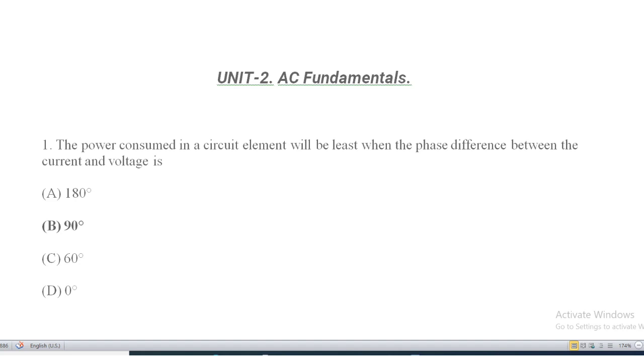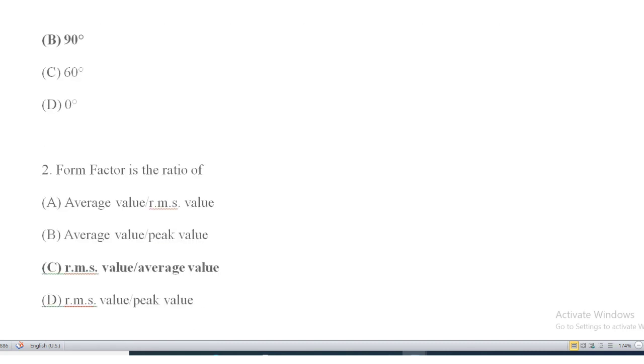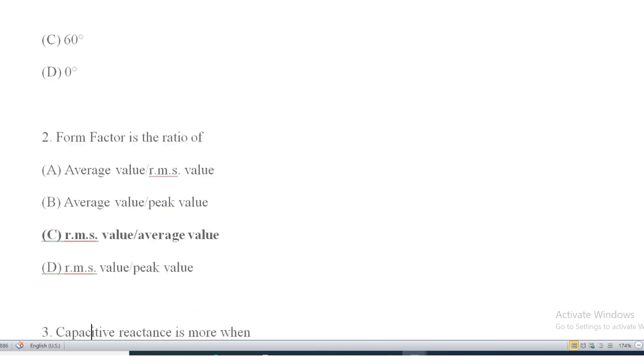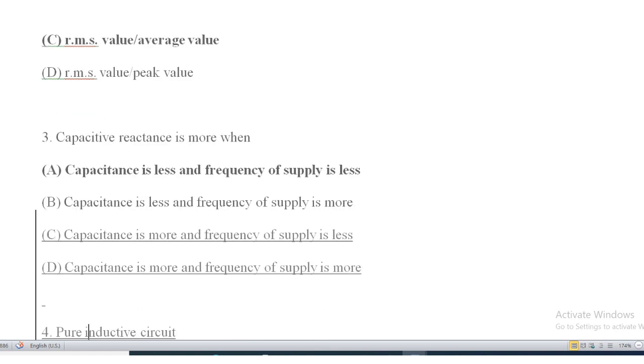Now we are going to start with second chapter of Elements of Electrical Engineering. Course code is 22215. Second unit is AC Fundamentals. First question is the power consumed in a circuit element will be least when the phase difference between the current and voltage is 90 degree. That is B is the correct answer. Form factor is the ratio of RMS value to average value. Capacitive reactance is more when capacitance is less and frequency of supply is less.